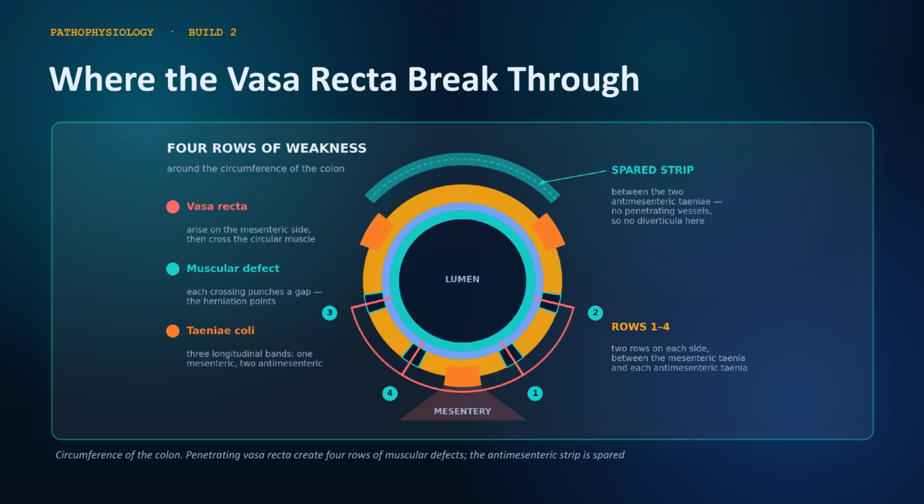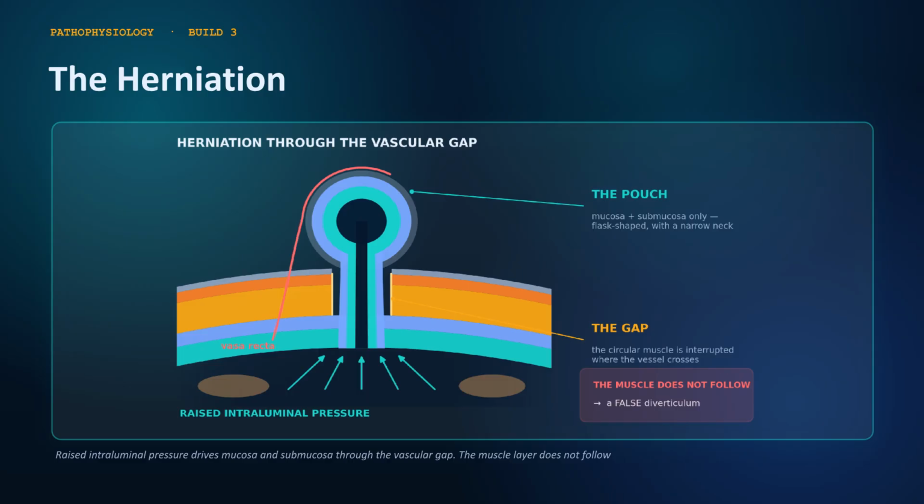They line up in 4 rows around the circumference, 2 rows on each side, between the mesenteric tinea and each of the 2 antimesenteric tinea. The strip of wall between the 2 antimesenteric bands has no penetrating vessels, so it has no gaps, and it stays clear of diverticula. Now watch what happens under pressure.